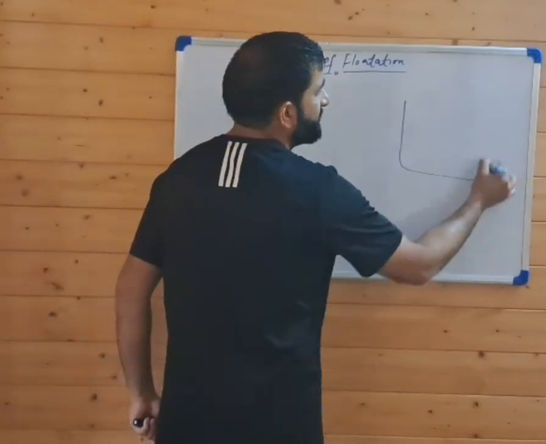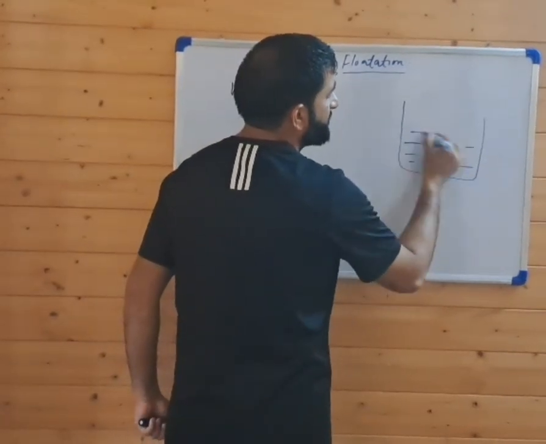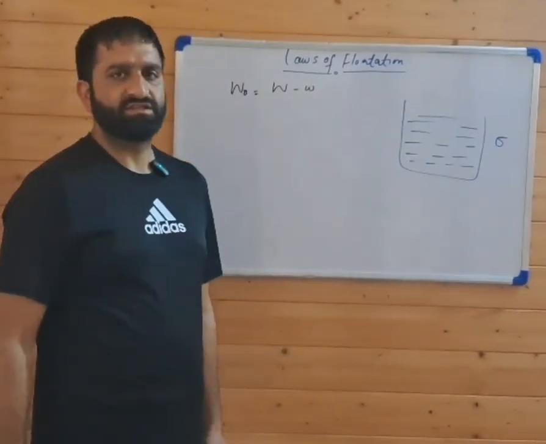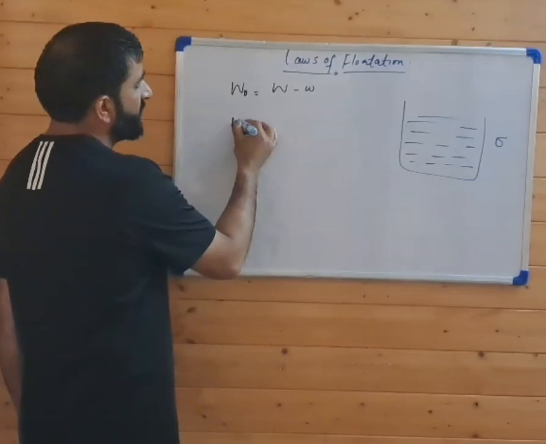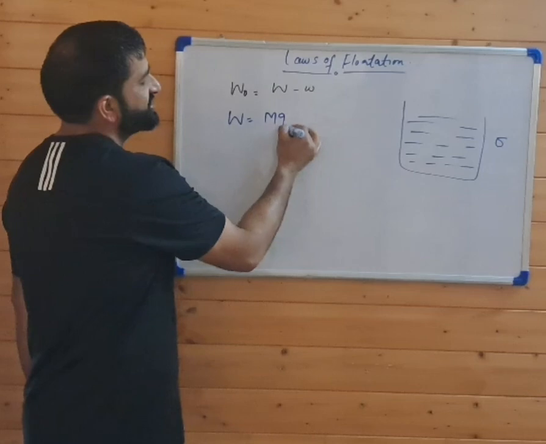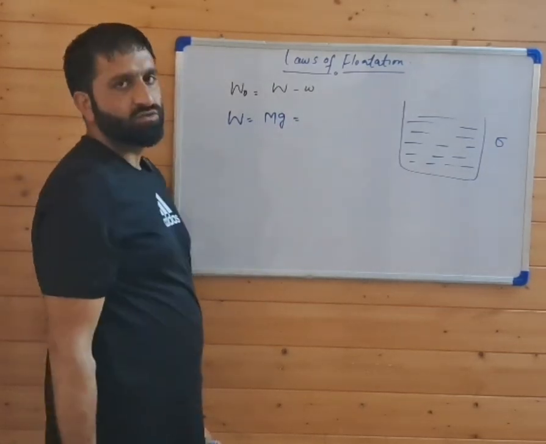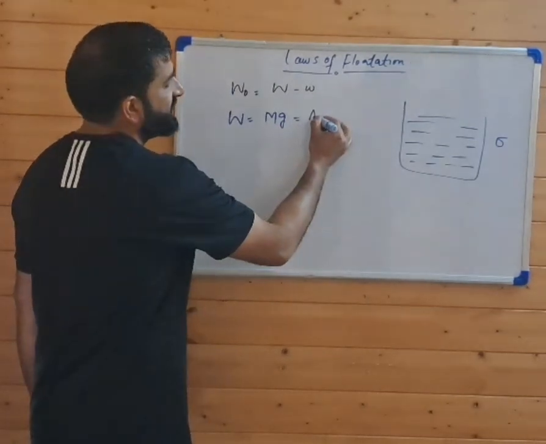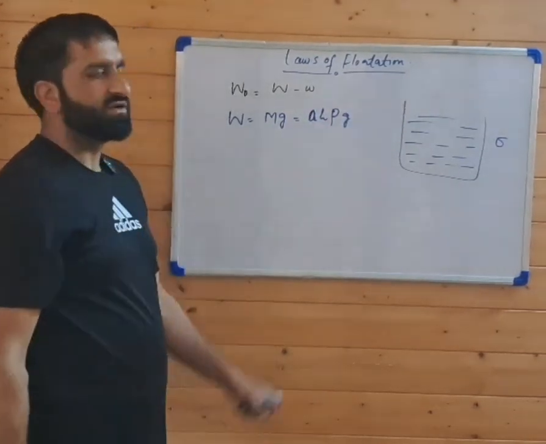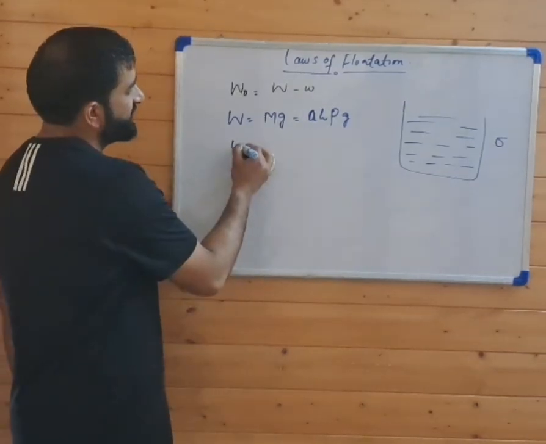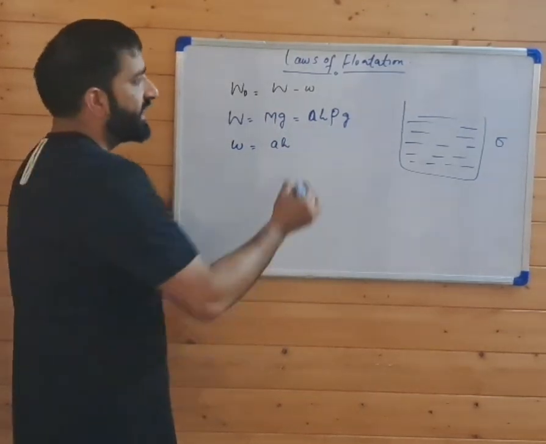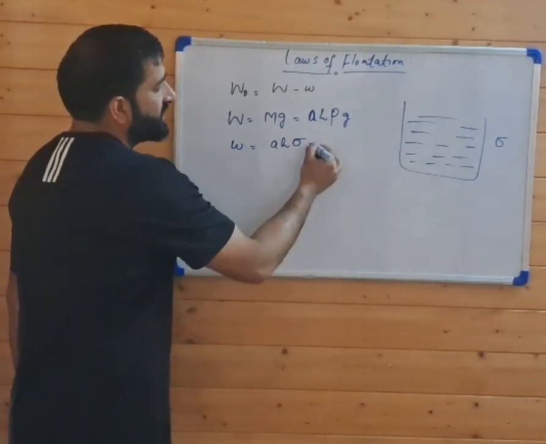If we take a liquid of density sigma, and we take a body of density rho, the weight of the body will be equal to mg, that is immersed in the liquid. Mass is equal to the volume times density, so mg is A into h into rho into g. The body has a density of rho. The weight of displaced liquid is W, that is equal to A into h, the volume of the body, and the density of the liquid, sigma, into g.